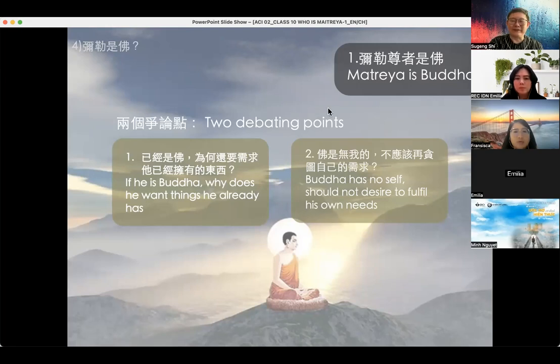Buddha has no self, and therefore Buddha should not desire to fulfill his own needs. Correct? So this is basically the debating point. So the Sakya say, yeah, he's a Buddha. Why does he want things he already has? His motivation is to help others.